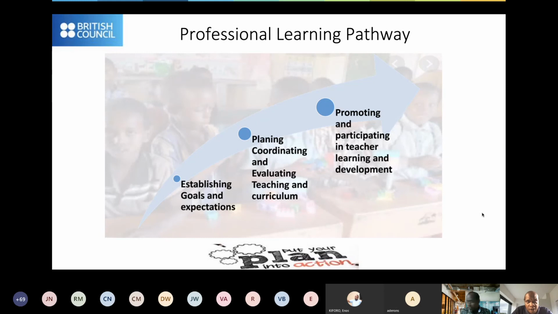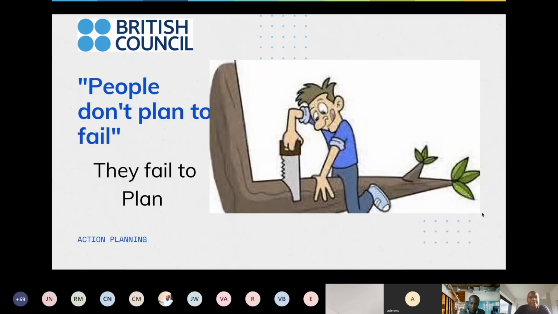We'll be doing our own professional development, because now we have the information, the ideas, the approaches, but now we want to go and apply them in our schools. Therefore, it will be a learning opportunity for us. And therefore, the thing that we need to look at is planning. People don't plan to fail. Nobody plans to fail. But the only challenge is they fail to plan. So we would not like you to fail to plan. We like you to plan.